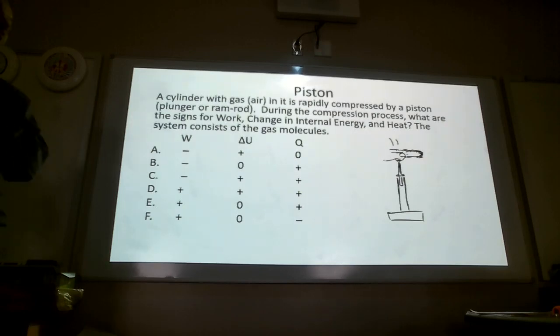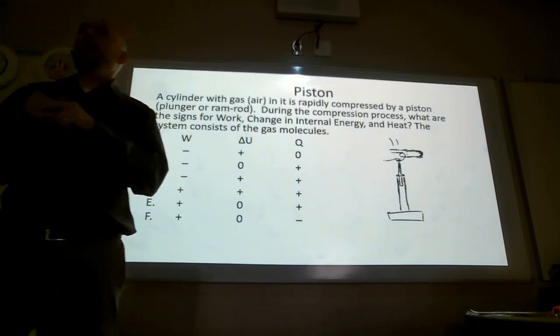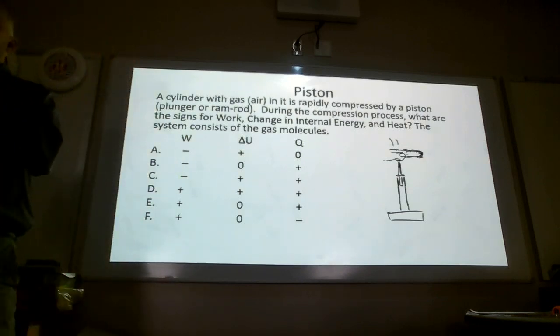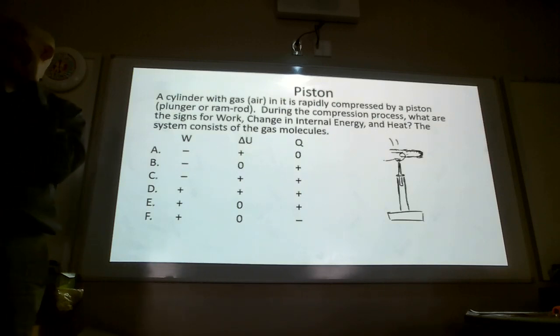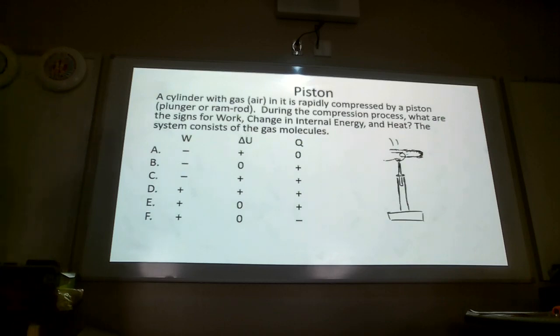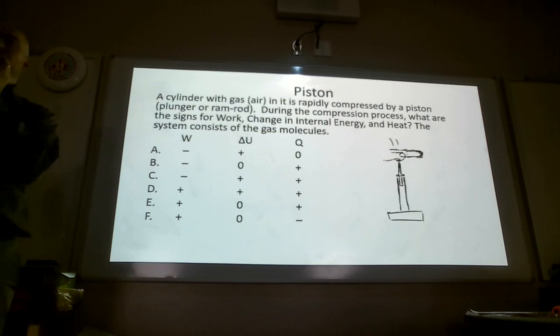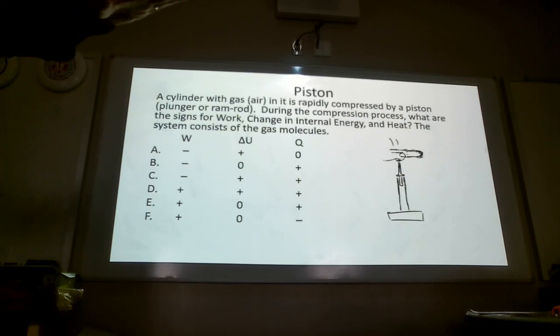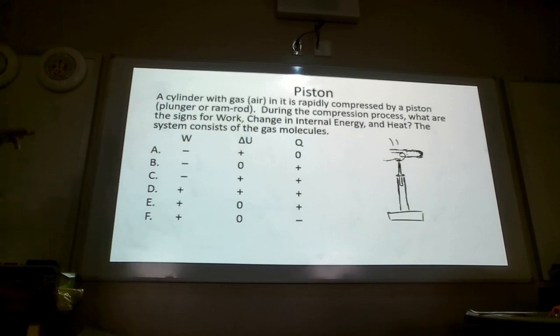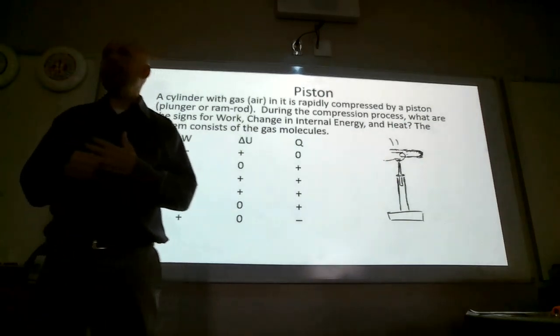But check this out. Heat was zero. Why? It happened quickly, rapidly. Now, if anything, check this out. What was hotter, the system or the environment? The system was hotter. If anything, which way was heat going? Out. Negative heat. The misconception is, oh, it's positive heat because it got hot.